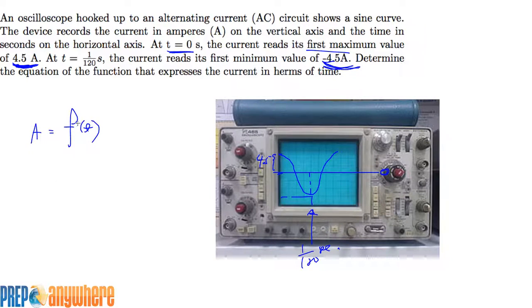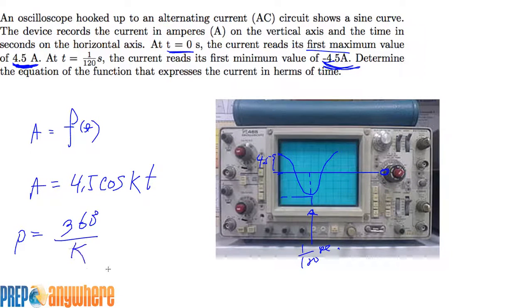So you can see the amplitude is 4.5. Cosine, usually it's cosine of k t. There's no phase shift because we're starting from a maximum, and there's no vertical shift. And the period is determined by 360 degrees divided by k. But they've told us that the first minimum happens at 1 over 120 of a second.